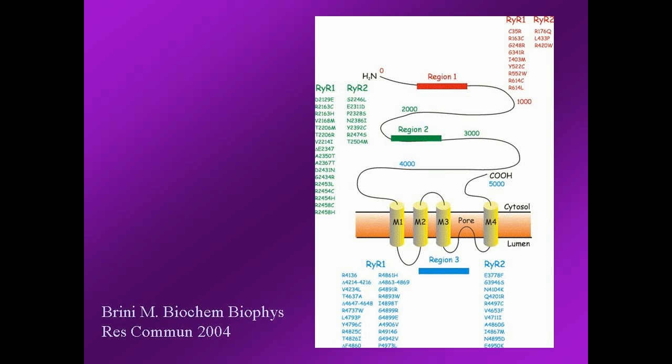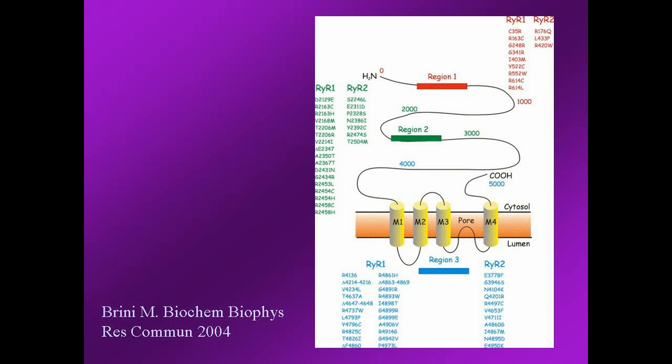Point mutations in the gene that encode for this protein have been found in a large proportion of malignant hyperthermia susceptible patients. Presumably the mutations in this gene cause abnormalities in the protein that increase the amount of calcium that is released from the sarcoplasmic reticulum into the skeletal muscle cell when the cell is exposed to triggering anesthetic agents.